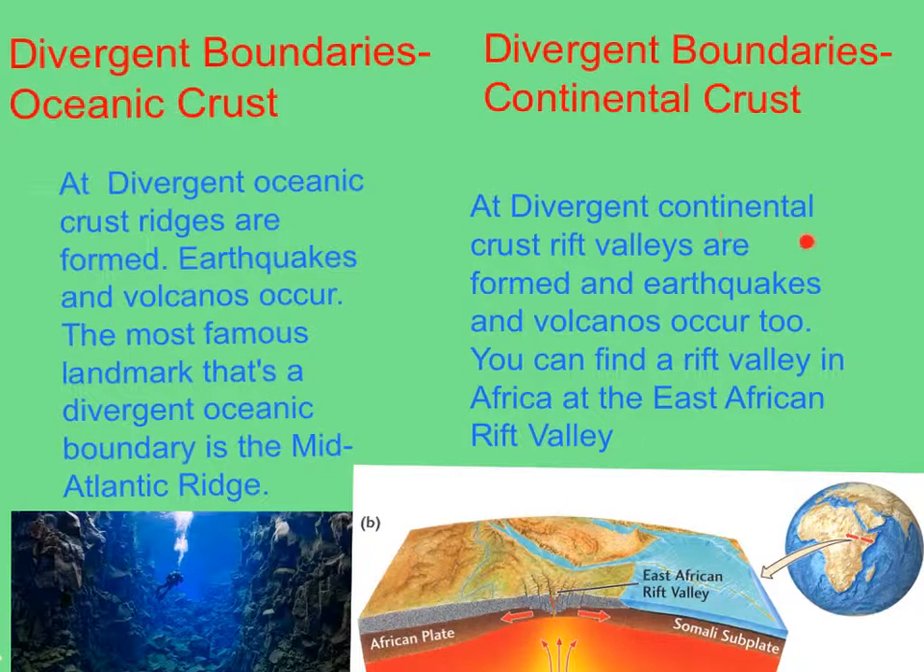At divergent continental crust, rift valleys are formed, and earthquakes and volcanoes occur too. You can find a rift valley in Africa at the East African Rift Valley.